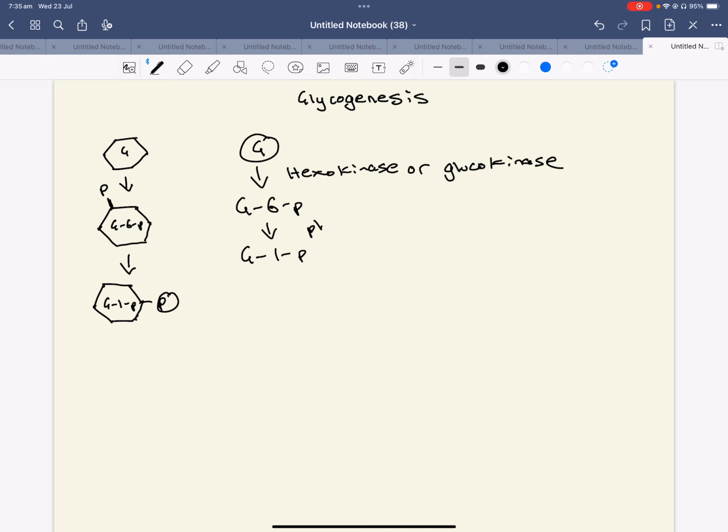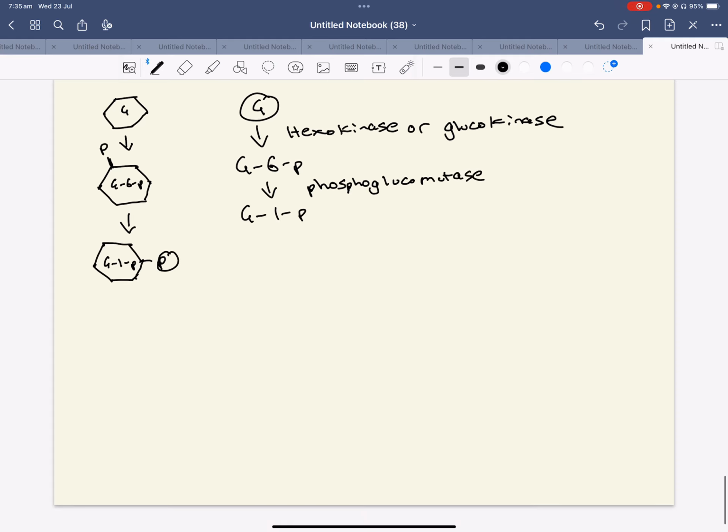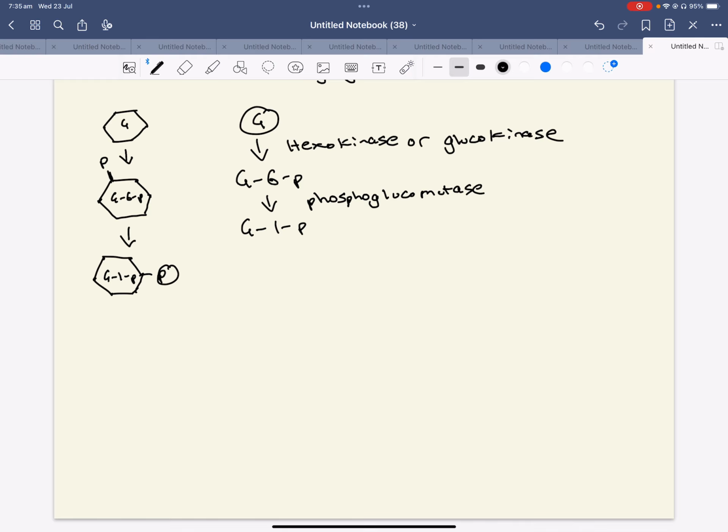And the enzyme that does this is phosphoglucomutase. Rearranges. Now we're going to remove the phosphate, and we're going to generate UDP glucose. So we're going to take away this phosphate, right? We're going to take it away. And what we're going to end up putting is UDP.